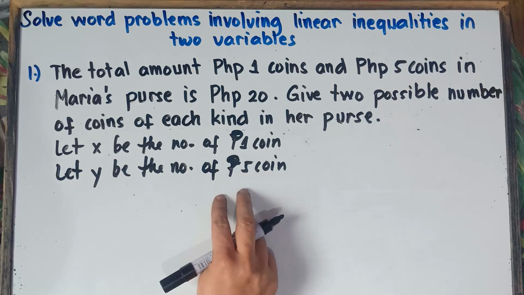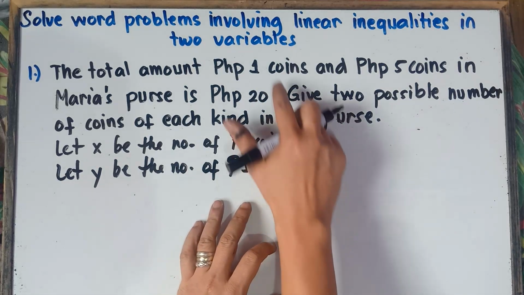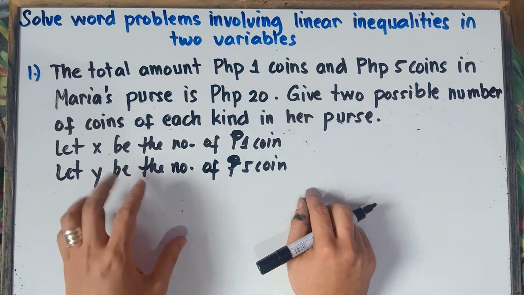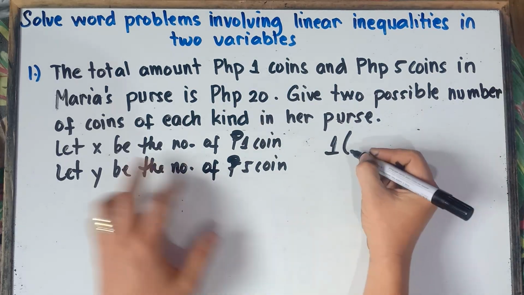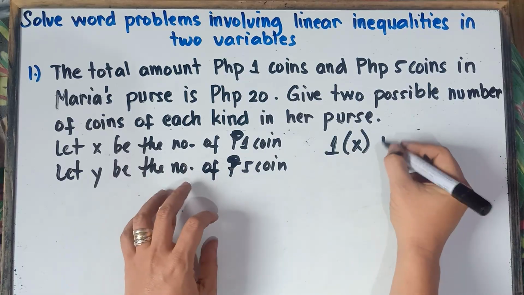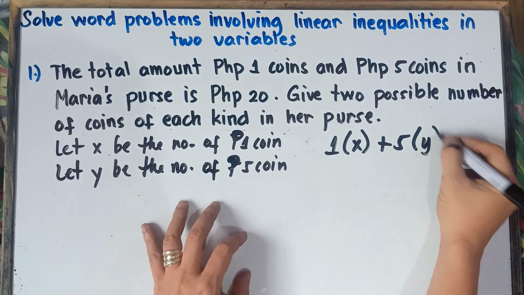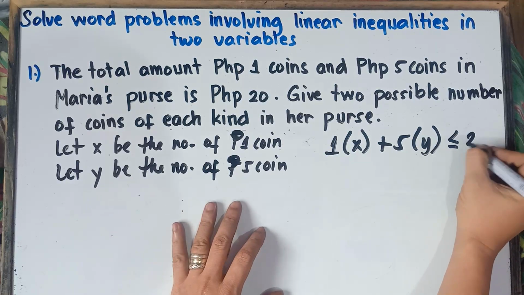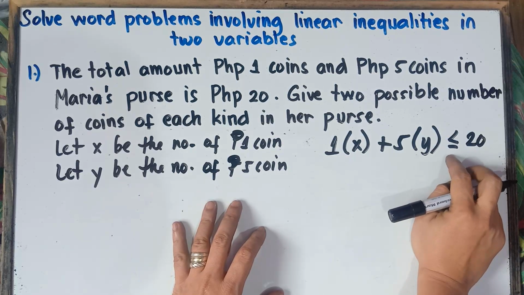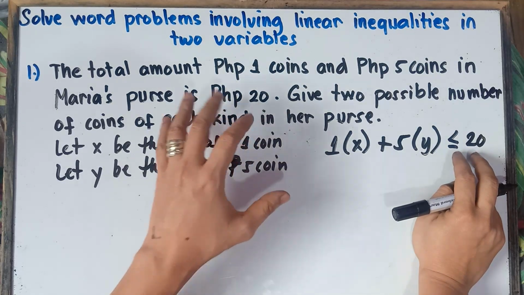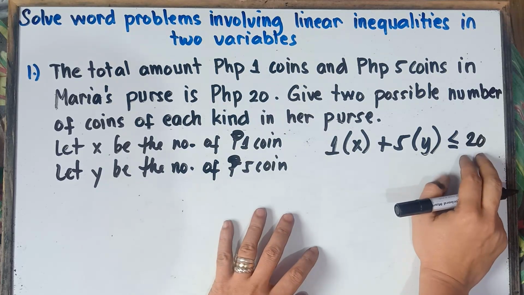Now, once you have this, class, we can write our equation. The number of 1 peso coins times 1, and then the number of 5 peso coins times 5. So we can write 1 times x plus 5 times y is less than or equal to 20. It should be less than or equal to 20, class. It should not exceed 20 pesos because Maria has only 20 pesos in her purse.